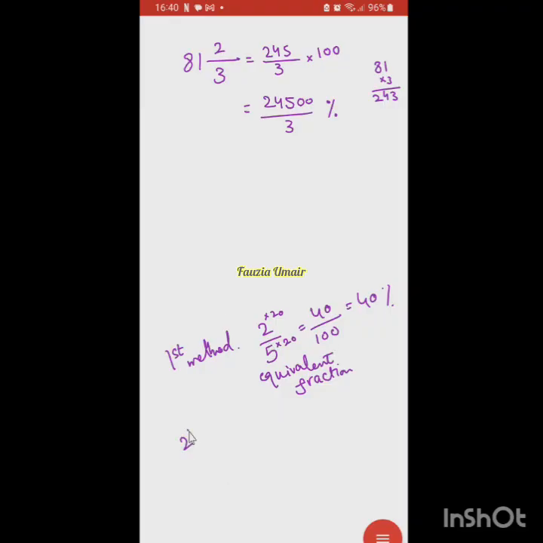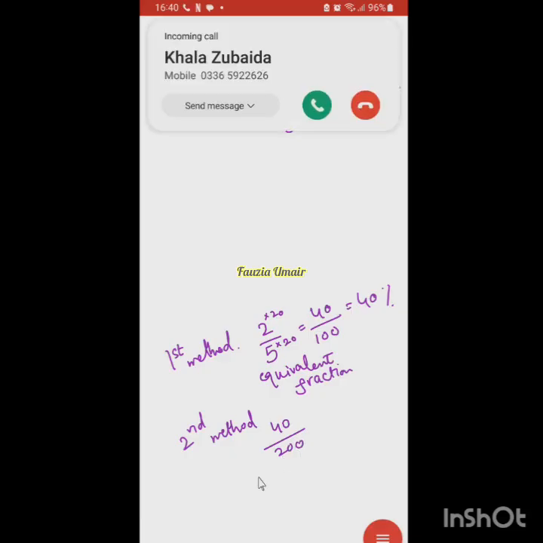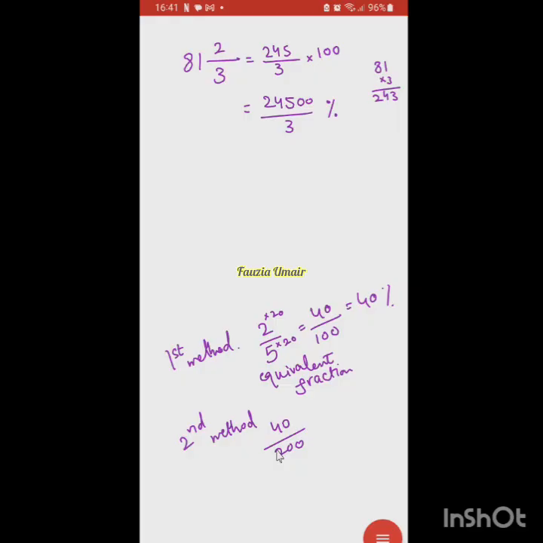Now the second method is that if we can simplify. For example, if the fraction is, let's say, 40 by 200, I need to have 100 here. So I can divide both numerator and denominator by 2. So this would be 20 by 100, and I know this is 20%. Are you getting this point? Yes. One way of converting fractions into percentage is to multiply both numerator and denominator with the same number. The second way is that if the denominator is not 100, but I can divide it by some number to make the denominator 100.